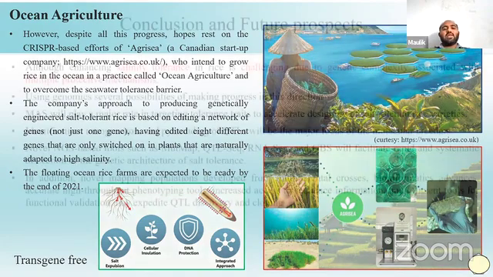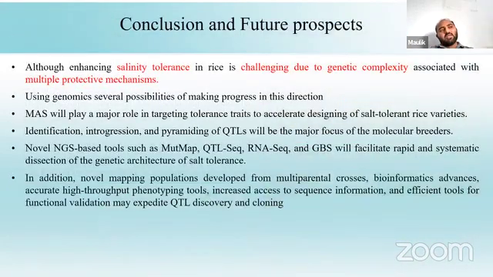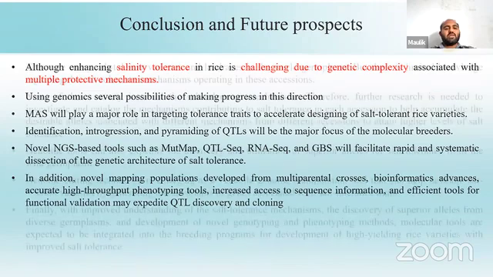Another one is land disease, Oryza coarctata. They grow in salty seawater areas. So coarctata has very salt tolerant genes. These are the conclusion and future prospects.